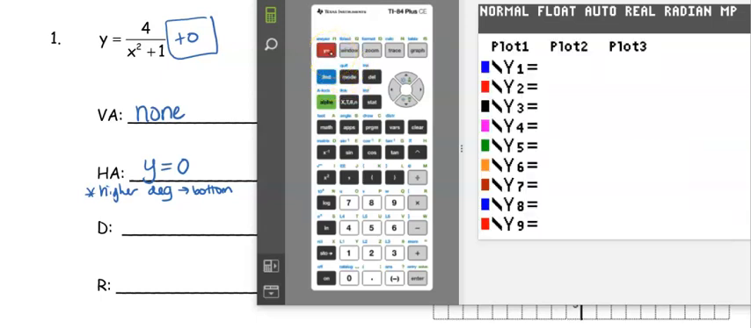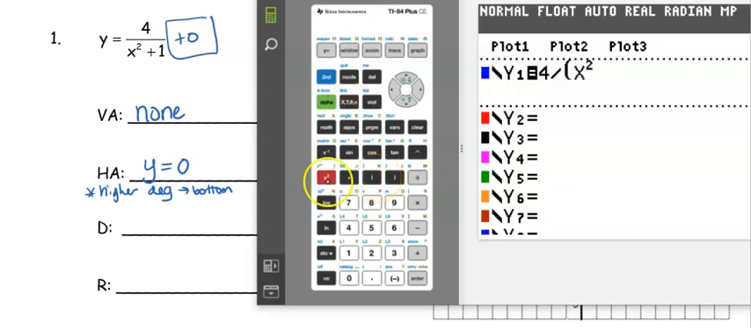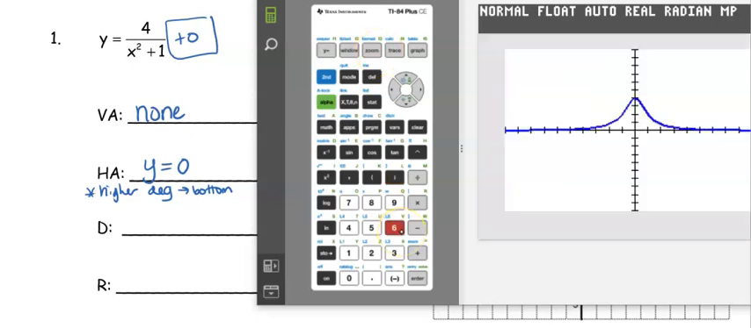So we have y equals 4 divided by x squared plus 1. That's the entire thing on the bottom of the fraction, so I need to make sure that I put that in parentheses. Again, make sure that you have the denominator of your fraction in parentheses so that your calculator does all these calculations correctly. We go to zoom 6 to make sure that we have a 10 by 10 grid. And there is our graph.